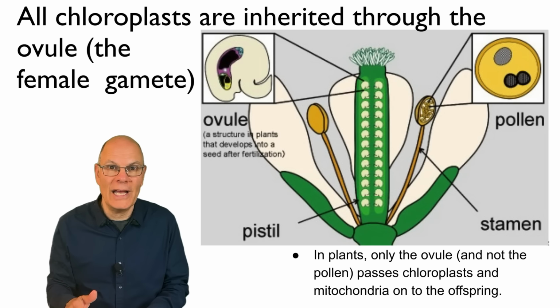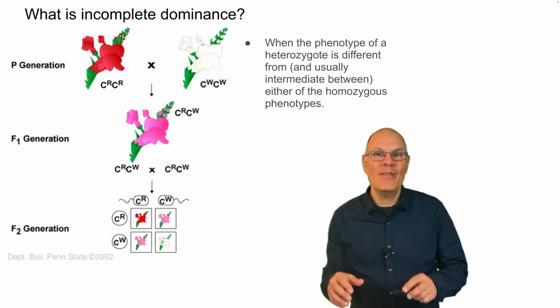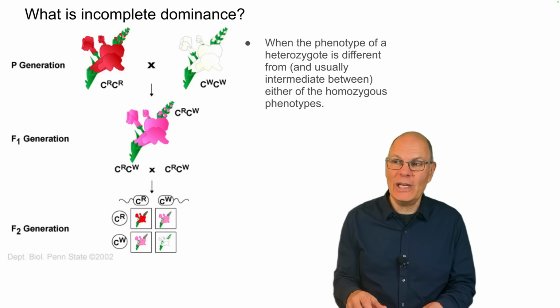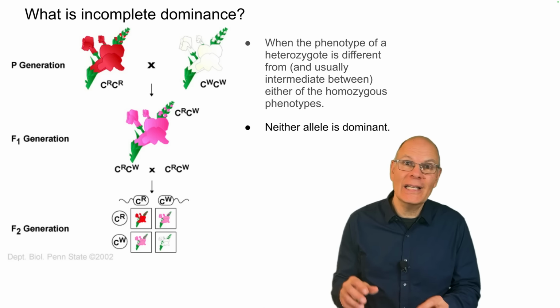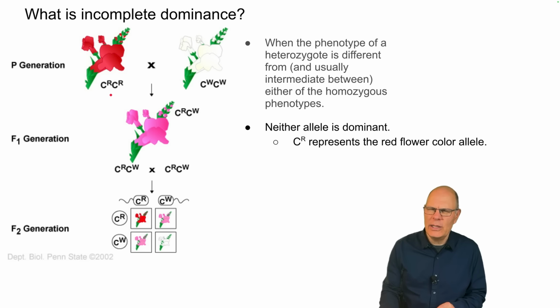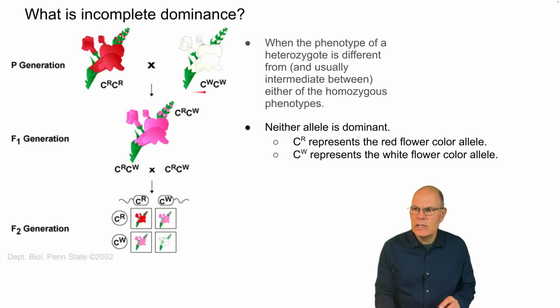What is incomplete dominance? This is when the phenotype of the heterozygote is different from, and usually intermediate between, either of the homozygous phenotypes. Neither allele is dominant. So in this case, we have to use a different notation system. This is carnations, and C big R with a superscript represents the red flower color allele. C big W with a superscript represents the white flower color allele.